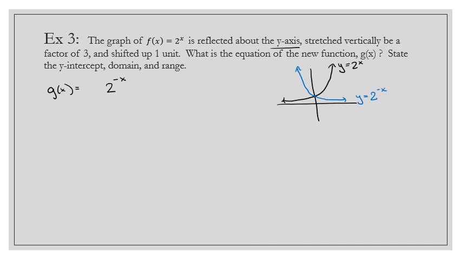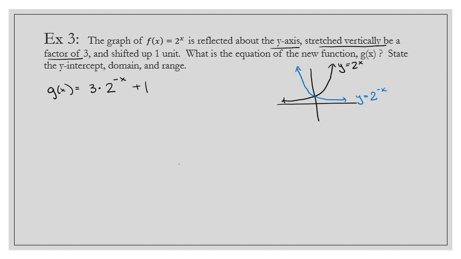Okay, now it's stretched vertically by a factor of 3. So we haven't talked about that in this video, but we've definitely done vertical stretches before. So remember, vertical changes are just what you think. So if we're stretching it by a factor of 3, we're going to multiply this by 3. Then it is shifted up 1, so plus 1 at the end. Okay, so this is the equation of our new function g of x.